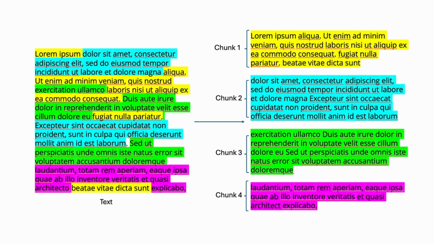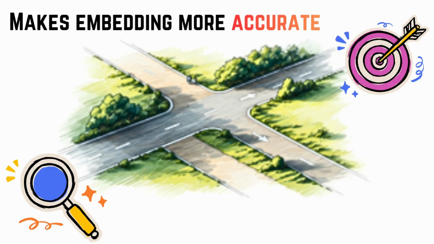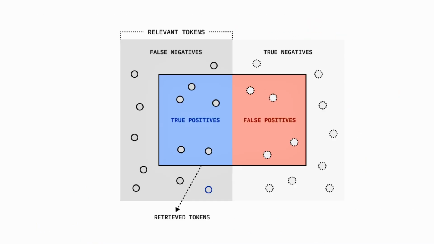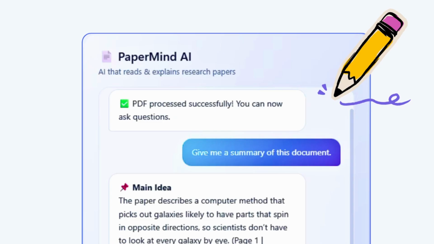This helps in two ways. First, it makes embeddings more accurate, and second, it improves retrieval. If chunks are too large, the system might retrieve irrelevant information. If they are too small, context is lost. Your chunking balances both. In your research paper explainer, this ensures that when a user asks a question, the system retrieves the most relevant and complete explanations instead of random fragments.